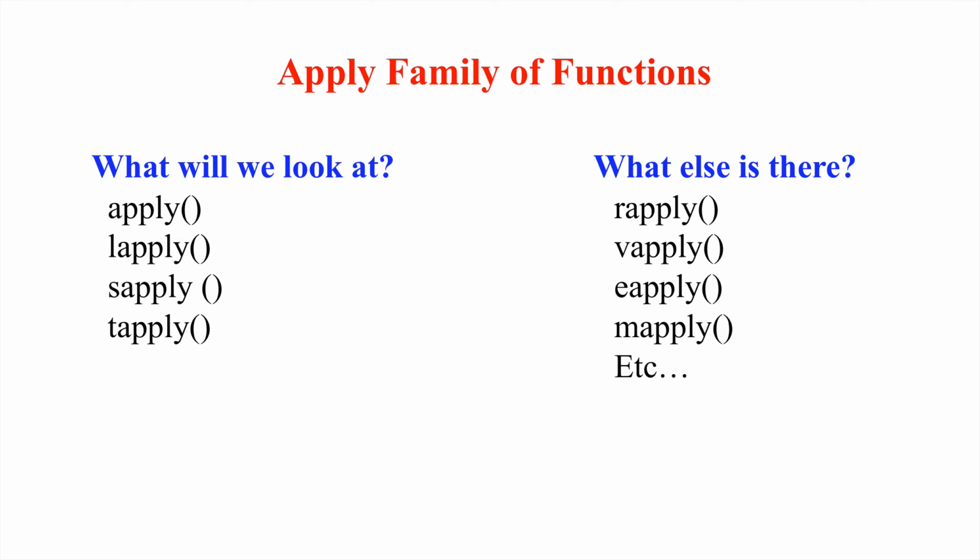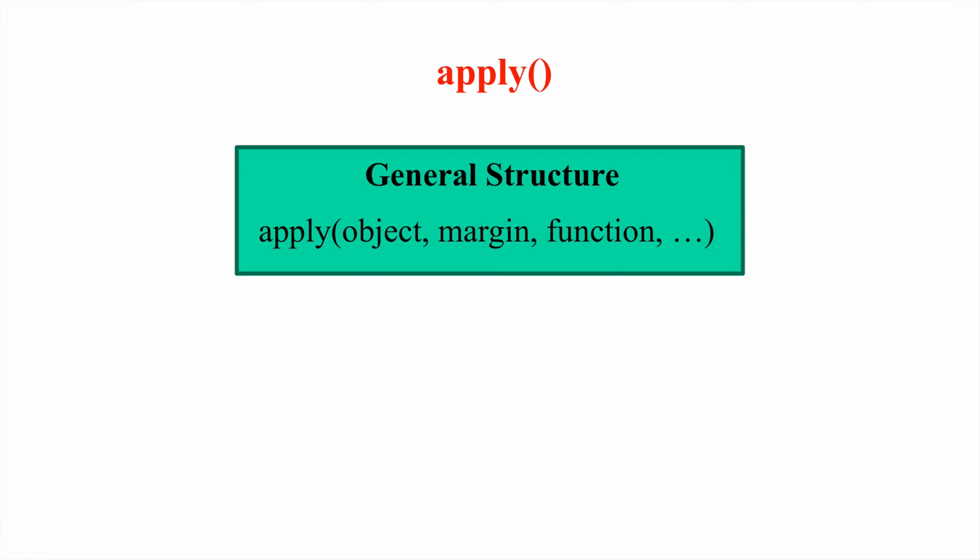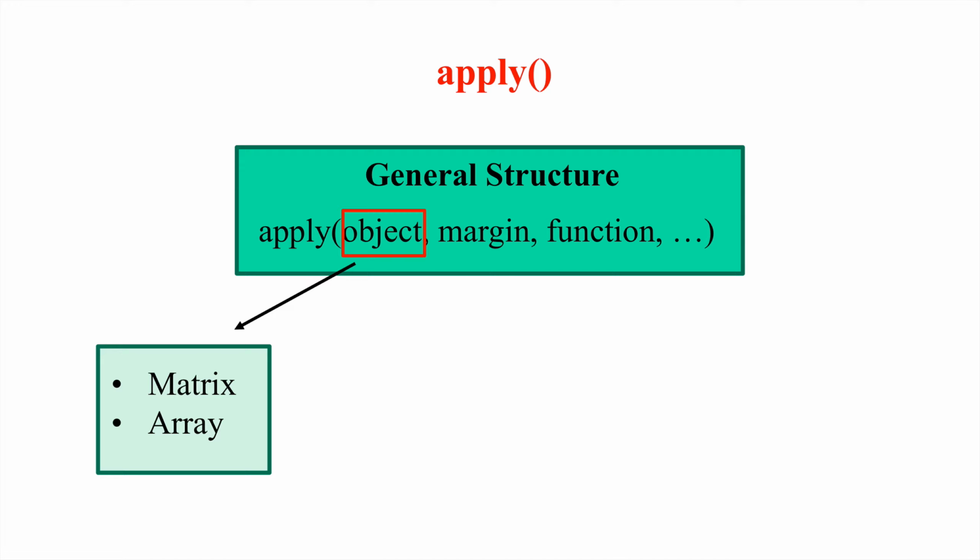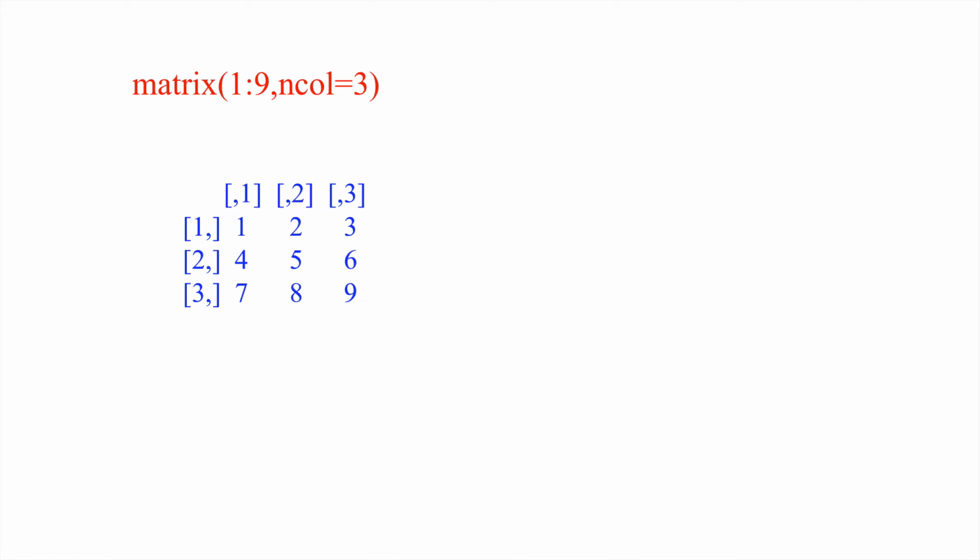This video will focus on the first member of the apply family of functions, and that is the apply function. The apply function takes a minimum of 3 arguments. The first argument is the object that you will be working with, and in the case of apply, we can input either a matrix or a higher dimensional array. And just to clarify, a matrix is simply a 2-dimensional array, the 2 dimensions being rows and columns. But arrays can have more than 2 dimensions as well.